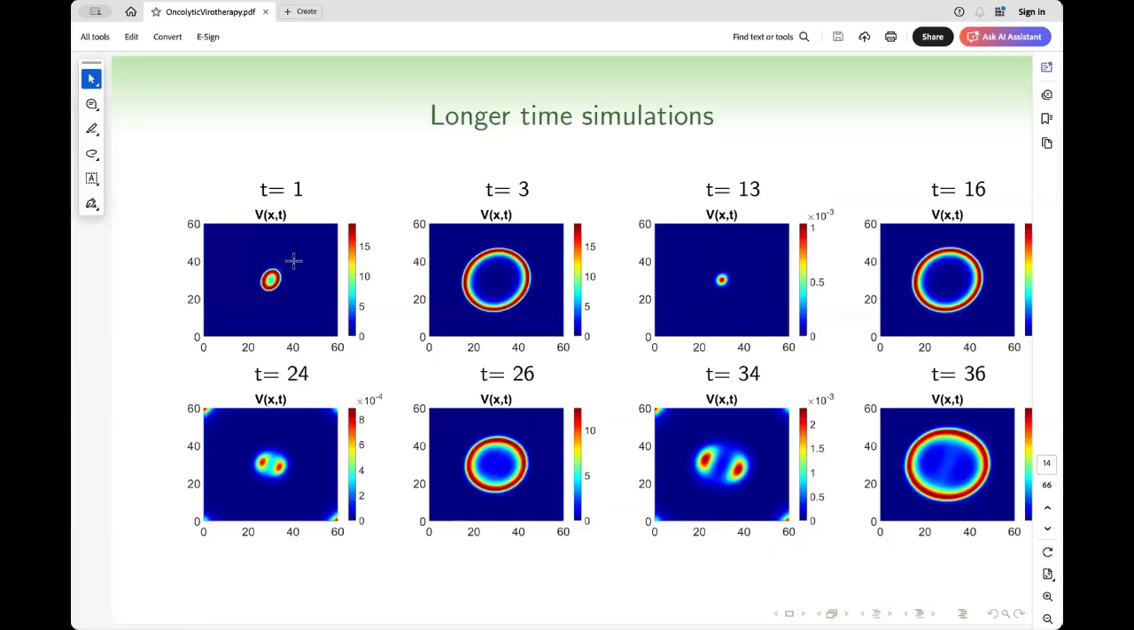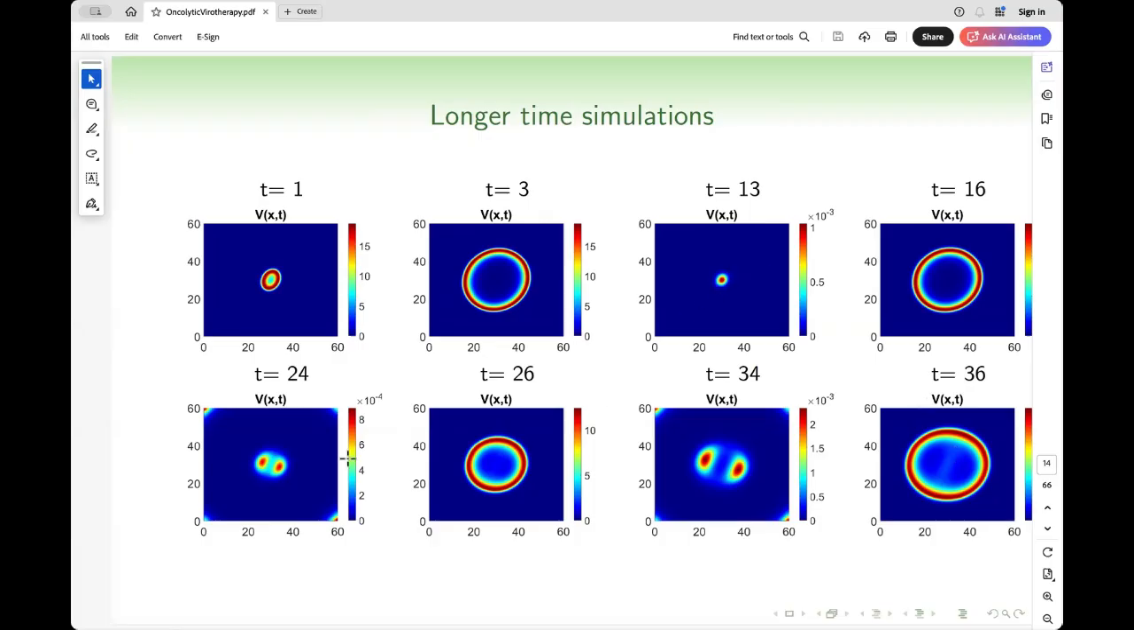But if we run this longer, so here's again T is 1, T is 3. If we run this longer, this repeats. So T13 and 16, we get another inoculation in the middle, another ring. 24, 26, we get another ring. T34, 36, we get another ring. So it's kind of pulsing. We get periodic orbits of rings, which then become concentric rings and are moving outwards.